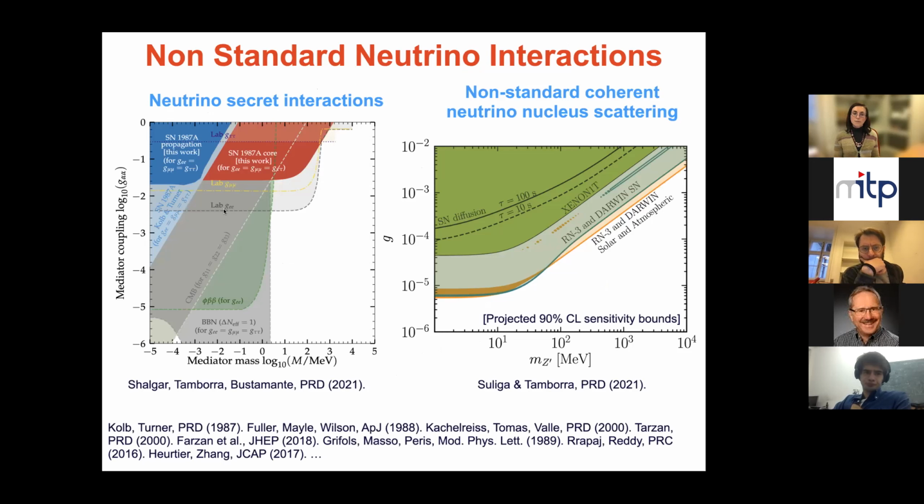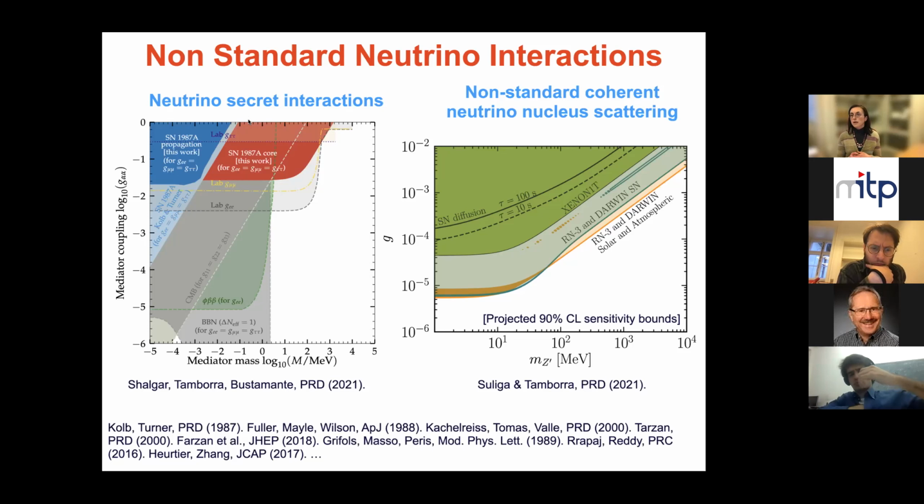Now, some of the things that we can learn that are new physics that could be linked to the neutrino signal concerns interactions of neutrinos that are non-standard. And here I show you two examples. The first one is related to secret interactions of neutrinos. So here we are talking about interactions of neutrinos among each other that could be mediated by a new mediator that could be a scalar or a vector.